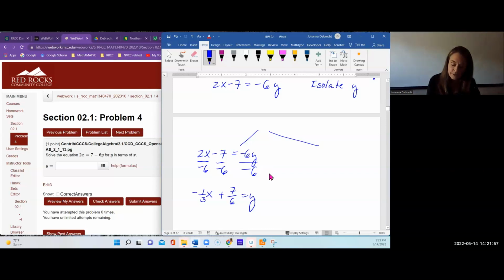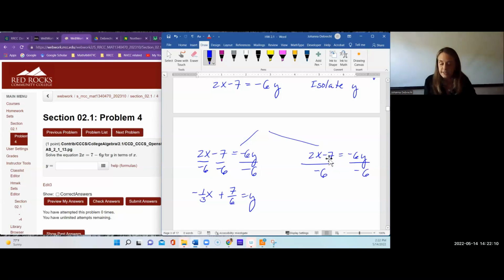The other method of doing it is to divide and put it on both sides. And that means that you divide each side of the equation by the negative 6. Now, the disadvantage to this is it's not in slope-intercept form, so it's not ideal for graphing. But it may take this in web work.